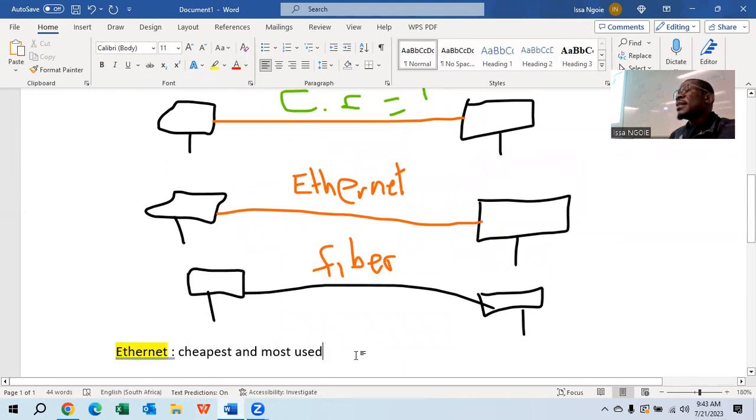The Ethernet or the copper is the cheapest, but also the most used, right? The revision I'm doing goes the same also for CCNA. So if you finish with these guys, at least you already revised 40% even for your CCNA. Right?